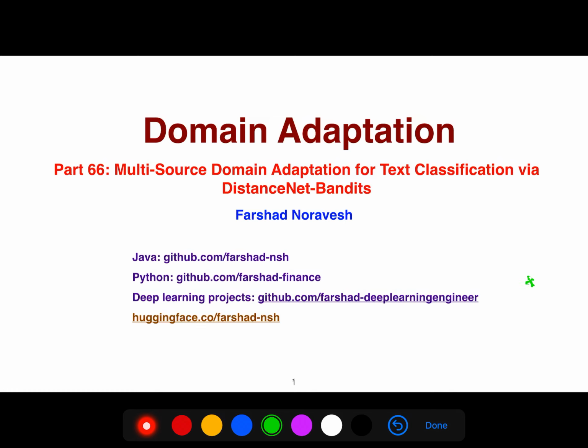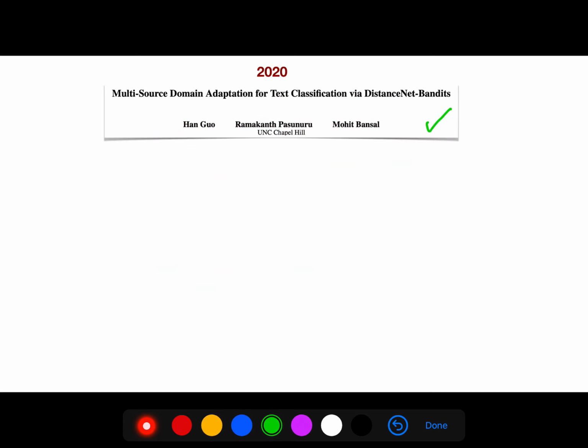Alright, so in this video I'm going to be explaining an important article with the title Multi-Source Domain Adaptation for Text Classification via DistanceNet-Bandits. This paper is from 2020.